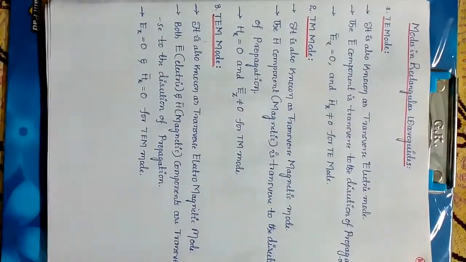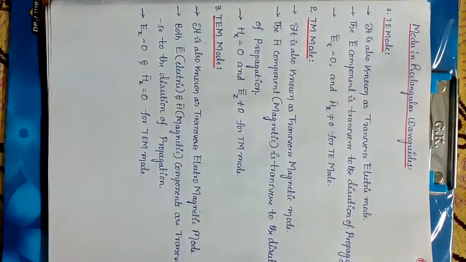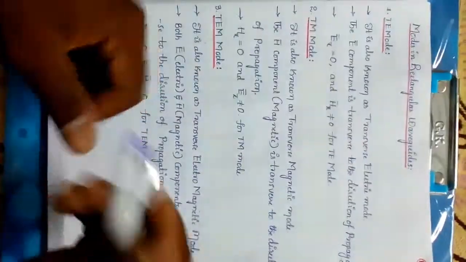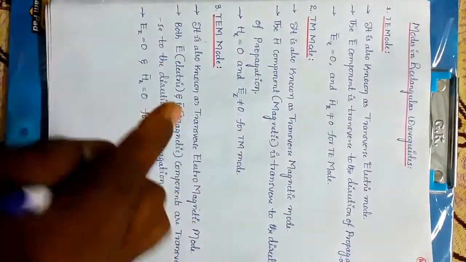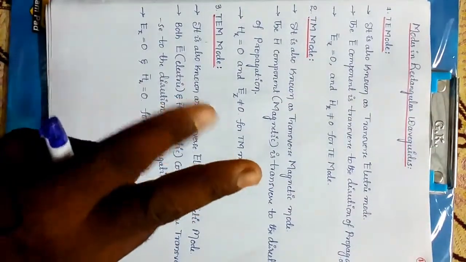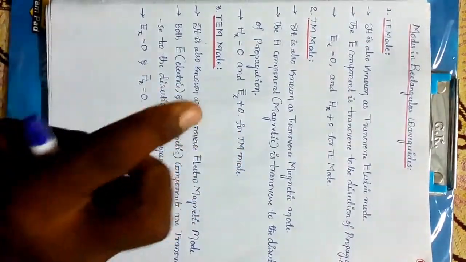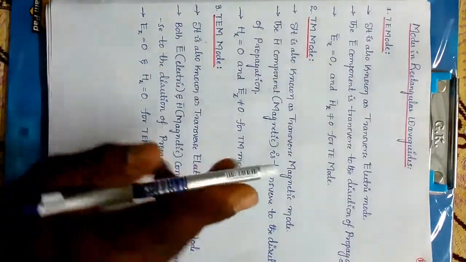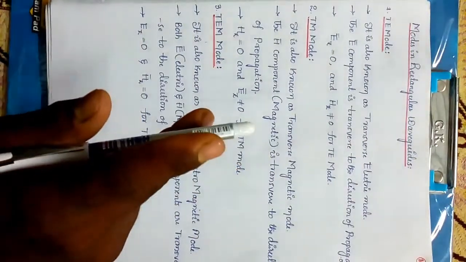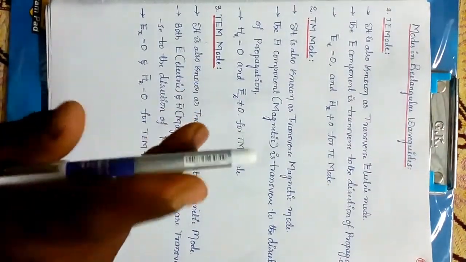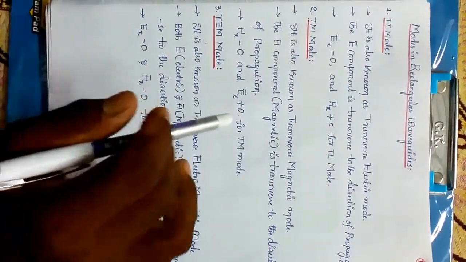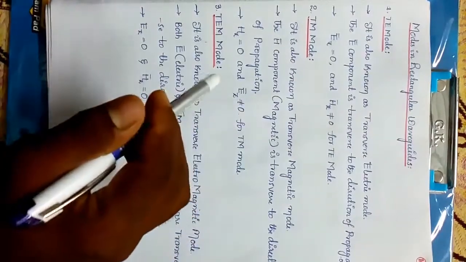What modes exist in a rectangular waveguide? As I said initially, 2 modes exist in a rectangular waveguide and 1 mode does not exist. The 2 modes that exist are the TE mode and the TM mode, that means the transverse electric mode and the transverse magnetic mode. These 2 modes exist in a rectangular waveguide as TE10 or TE01, TM10 or TM01.